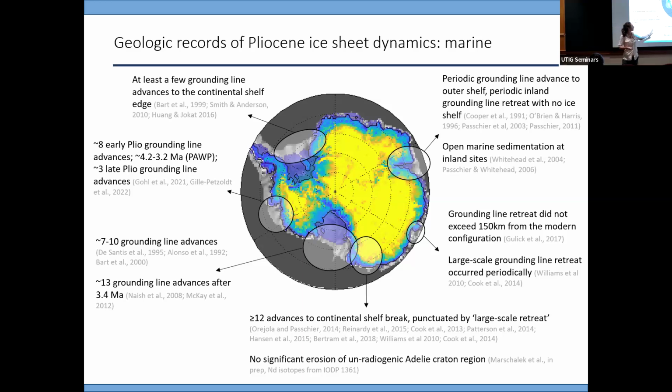Most of these data are seismic records and drill core records that tell us something about the modern continental shelf. By definition, that just tells us what the ice sheet was like when it was bigger than today. There's a couple of pieces of information about ice sheets that are smaller than today, like the open marine diatoms in the inland outcrops, or there's a key geochemical erosion constraint in Wilkes Land. But we also have some information about smaller than modern ice sheets.